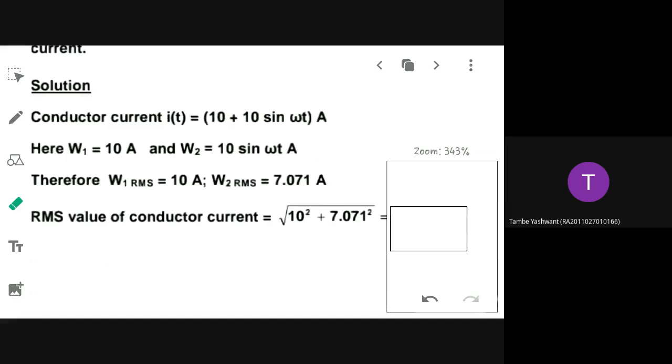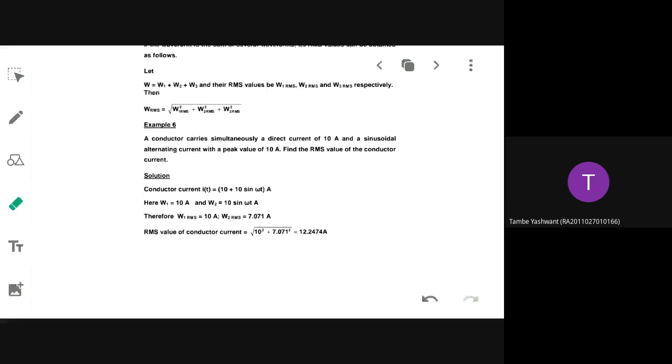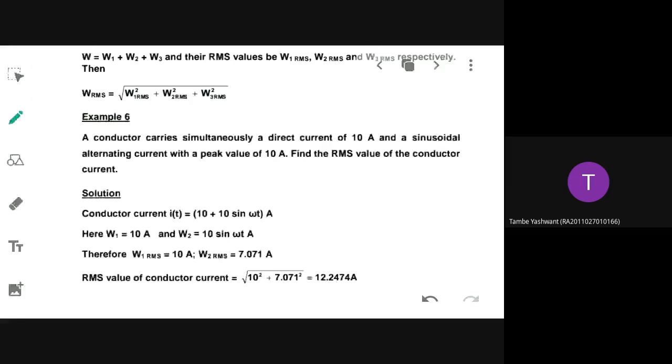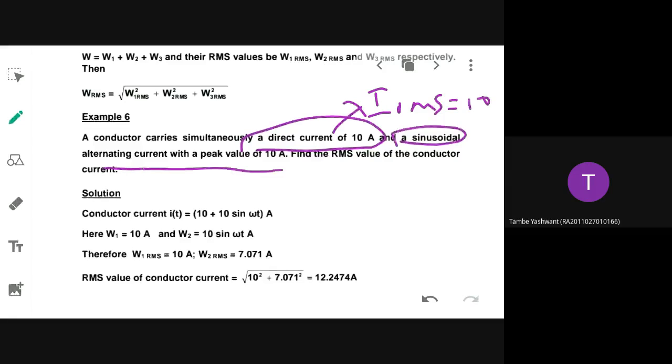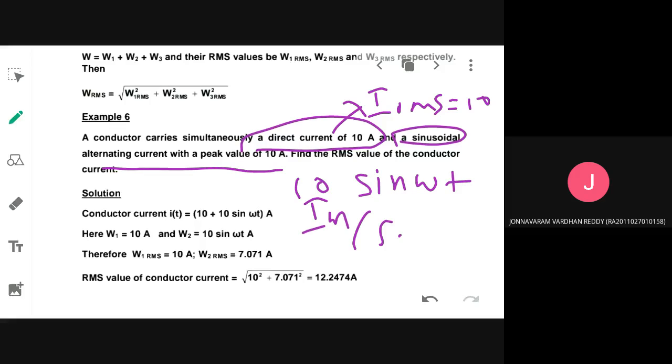Again, I'm telling you, it is stated in the problem that a conductor is carrying two components. One is a direct current of 10 ampere, for which the RMS will be 10 only. And the AC component, the peak value, they have given it as 10. So if you want to express IRMS for that AC, it will be IM divided by root 2.